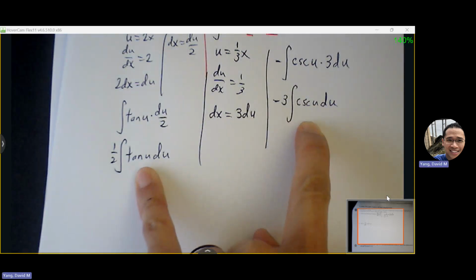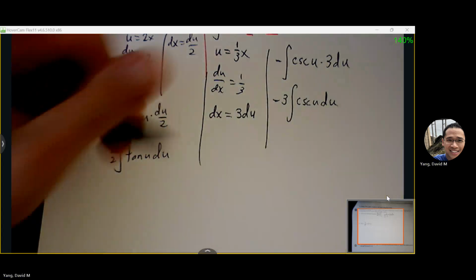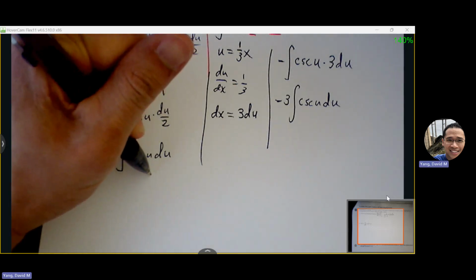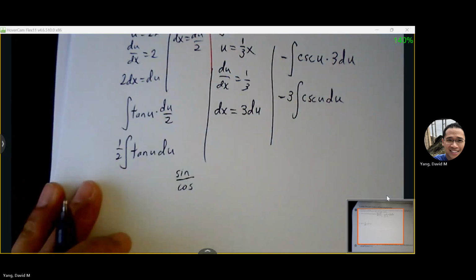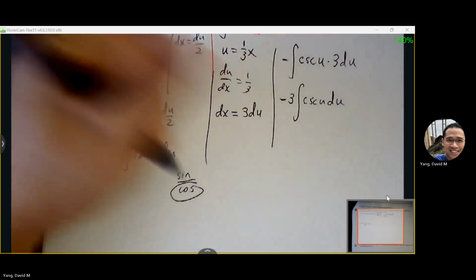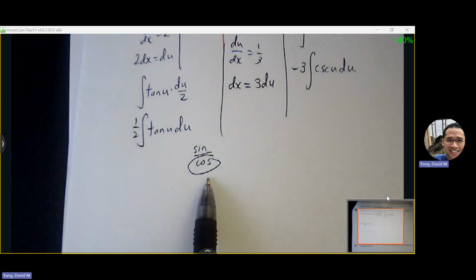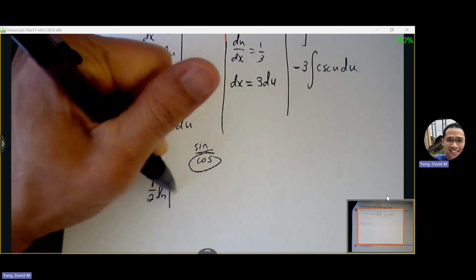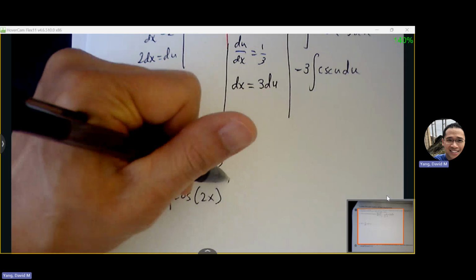Okay, so now we're ready for our antiderivative rule. There's a coefficient associated with each of our u substitution. The way I think about tangent is sine over cosine. And I circle that cosine below because that's what's going to show up in my natural log. So 1/2 natural log absolute value of cosine of u, and my u value is 2x.